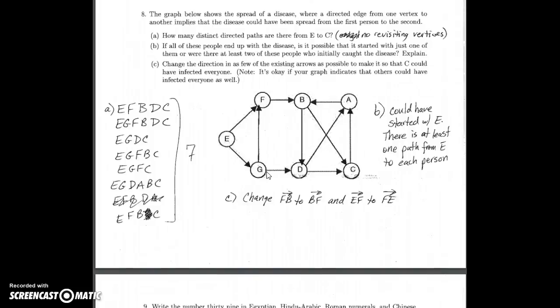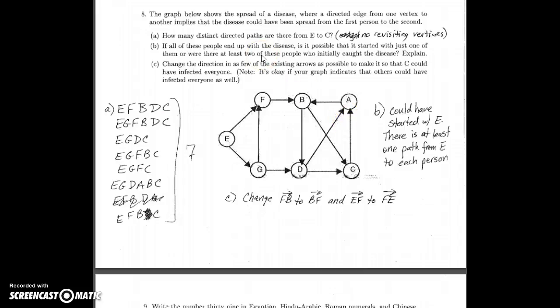Spread of a disease. So just to clarify, this directed edge here means that E could pass the disease to F, but F could not pass it to E. So if I'm going from E to C, there's lots of ways that I could follow here. Perhaps the most complicated is G, F, B, D, A, C. Oops, nope, that wasn't right. E, G, no, what was the E, G, D, A, B, C. I think that was probably the most complicated of these 7 ways.